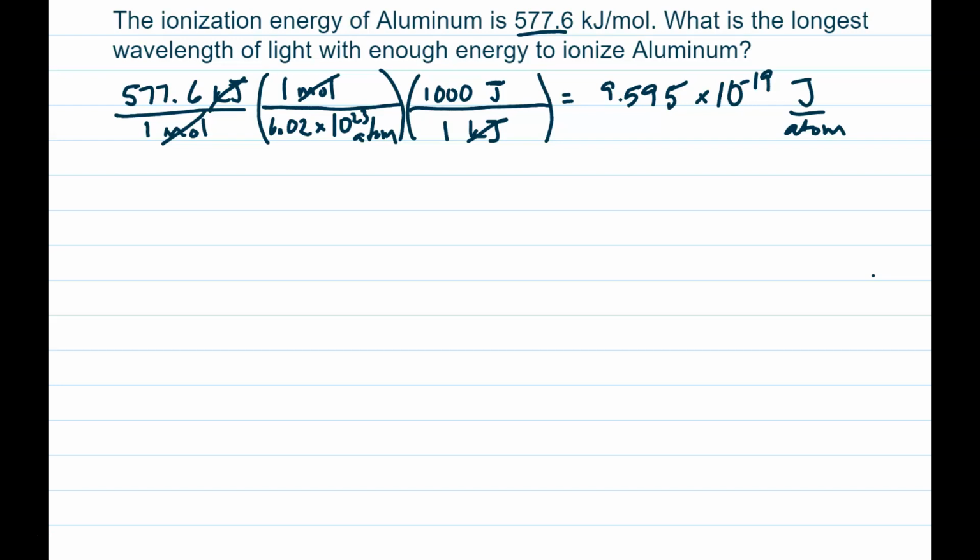And I need to then think, how can I go from energy to wavelength? Well, the equation for energy is E equals HF. But if I think about it for a second, C is equal to lambda F. So I could solve this equation and get a lambda here. Lambda is equal to C divided by frequency.